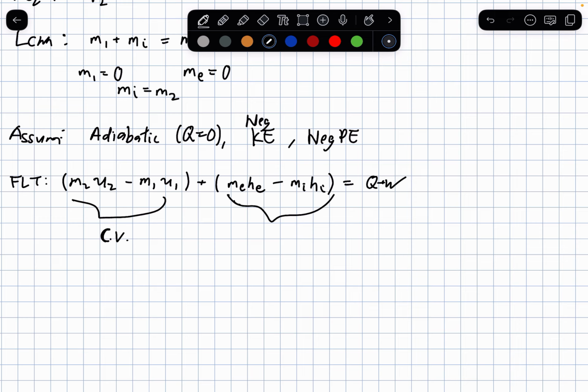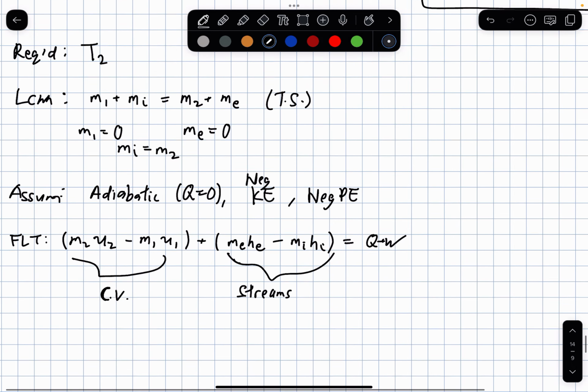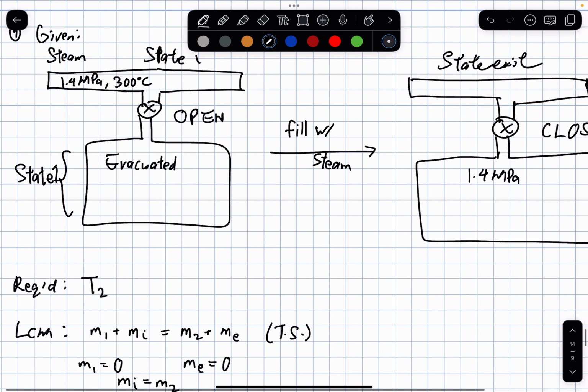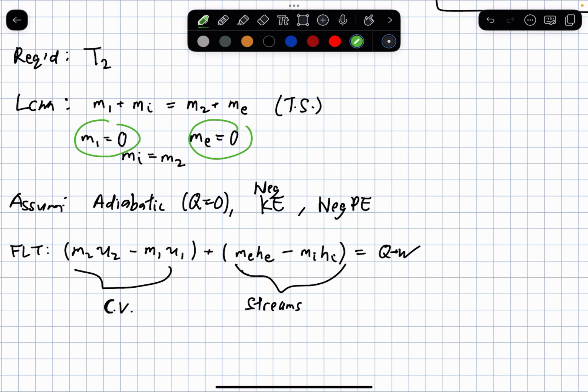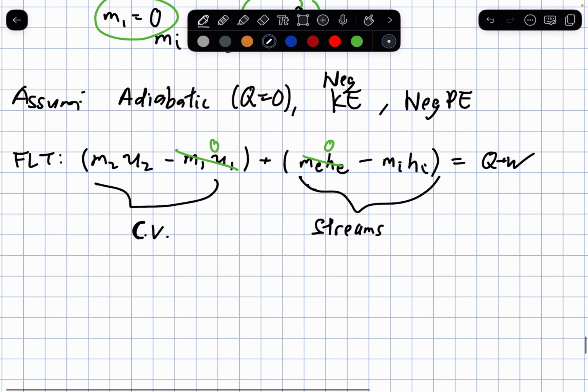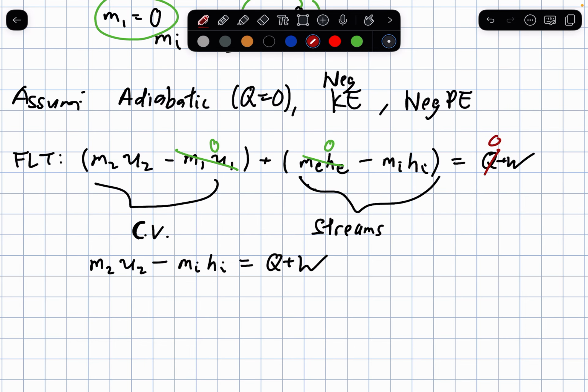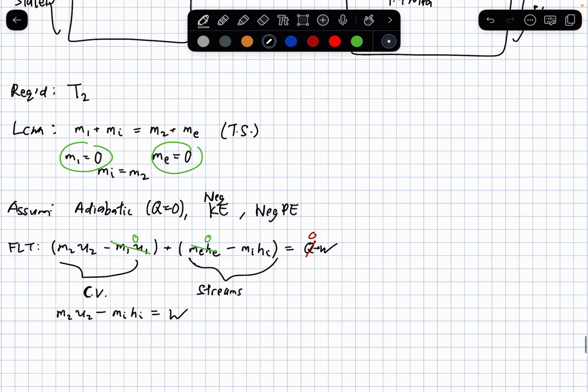Applying this information, M1 is then 0. Me is then 0 also. Simplify the FLT: M2 U2 minus Mi Hi equal to Q plus W. Adiabatic, no? So Q is 0. What are we looking for? T2.